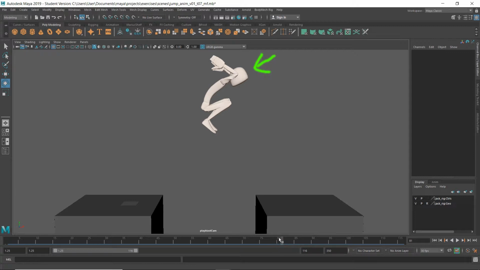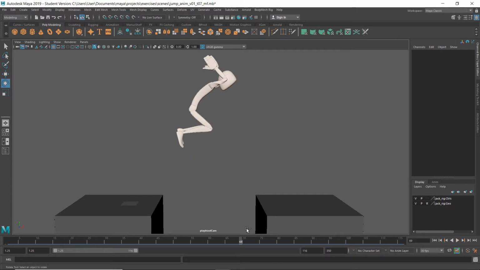There's also some secondary action when you're looking at his head. He's at the apex looking down into the gap underneath him and then looking up again.